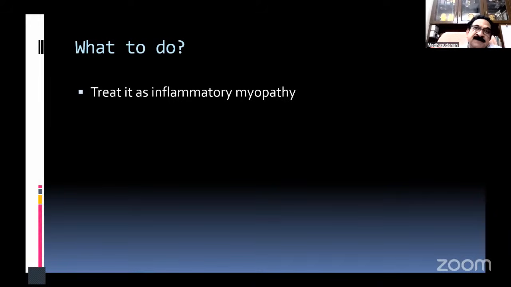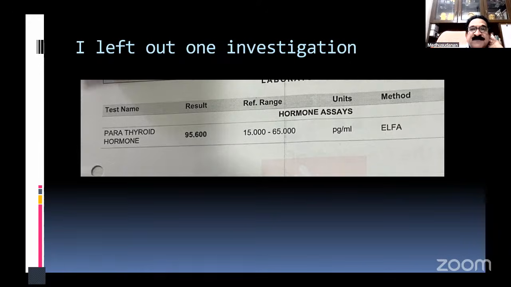The MRI, whole body MRI and muscle MRI, will cost a hell of a lot, but I did it for cheaper. So the patient also should have faith in you to go ahead with that. This patient had very good faith in me. So I thought I will treat with inflammatory myopathy, but I left out one investigation at that point of time.